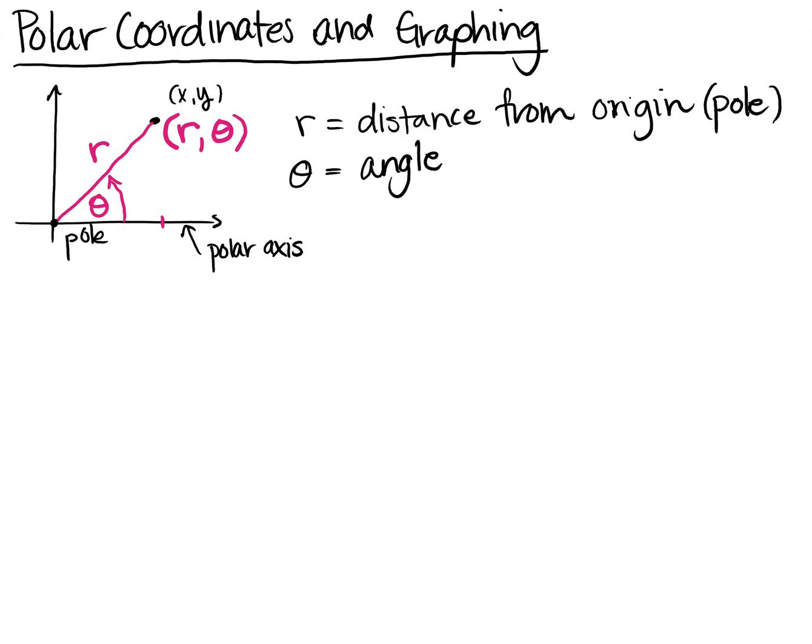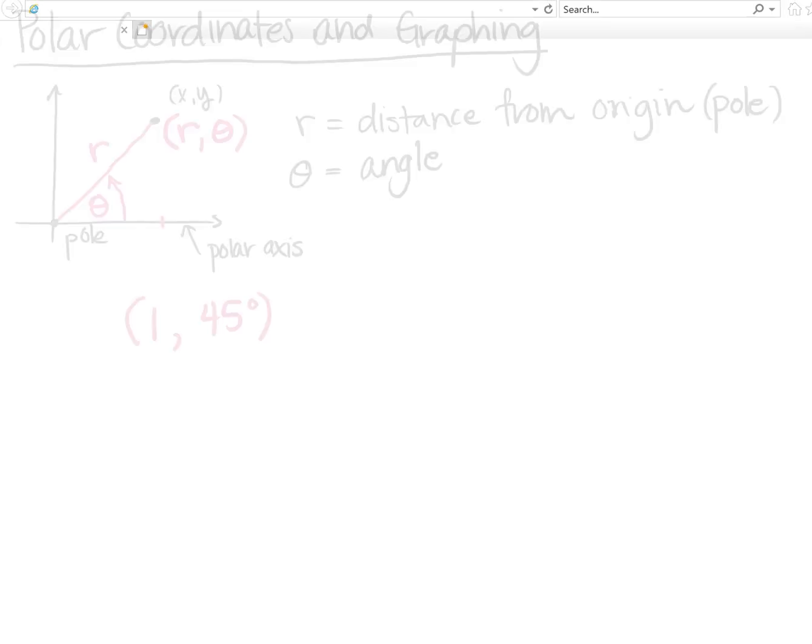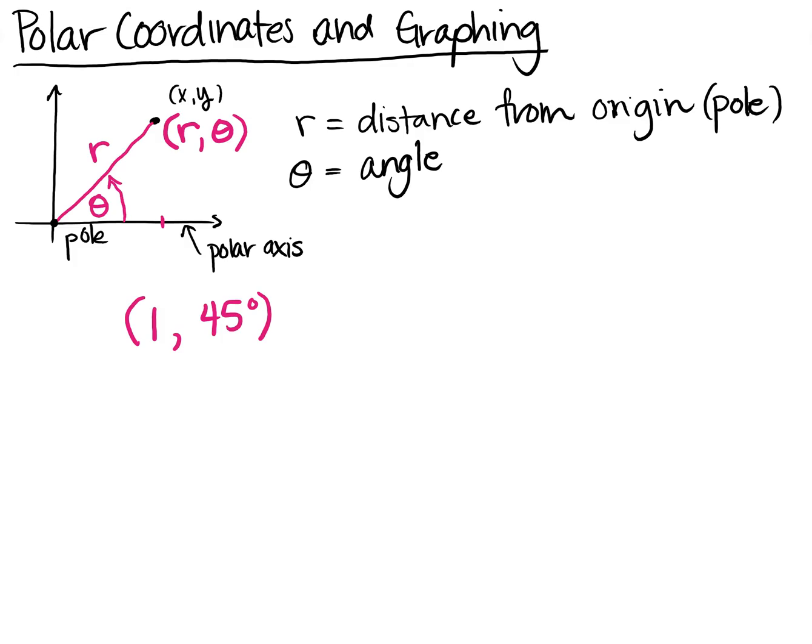Anyway, for example, if I had the point (1, 45 degrees). What ends up happening when we're dealing with polar coordinates is we're looking at these distances.